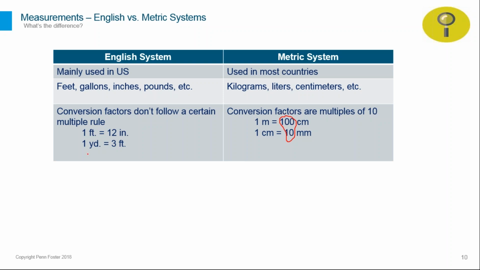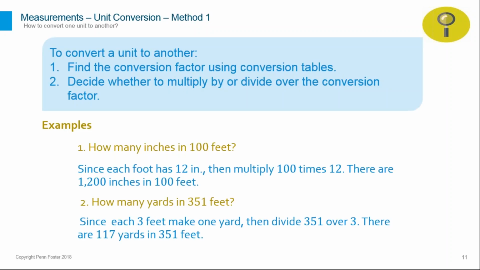But the good thing about the English system is that we're able to make sense of it because we use it. We know how much, for example, a pound would weigh because we use that every day. But if I ask you to imagine how much a kilogram weighs, that would be hard because we do not use kilograms in our lives. So we need to learn how to convert an English unit to another English unit, like a foot to inches or miles to yards.